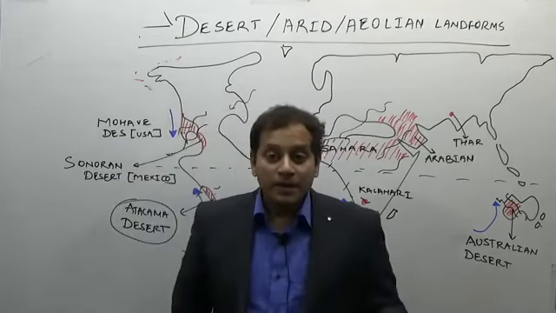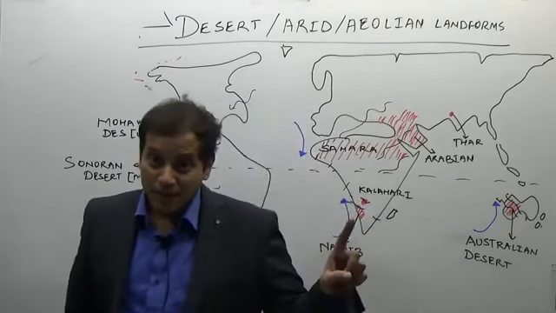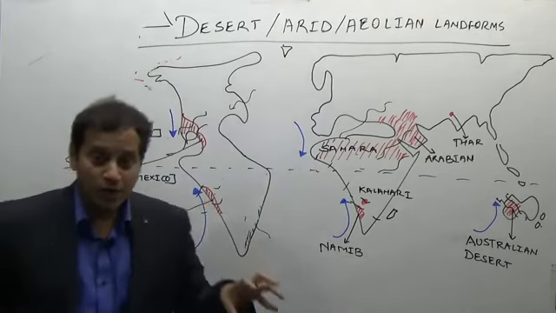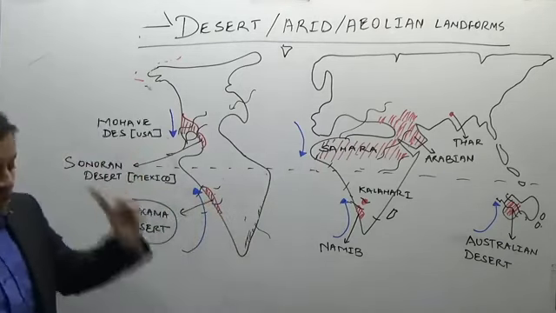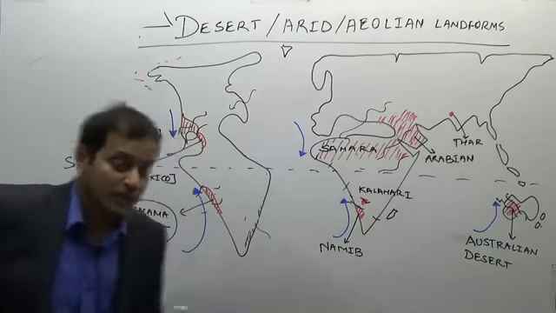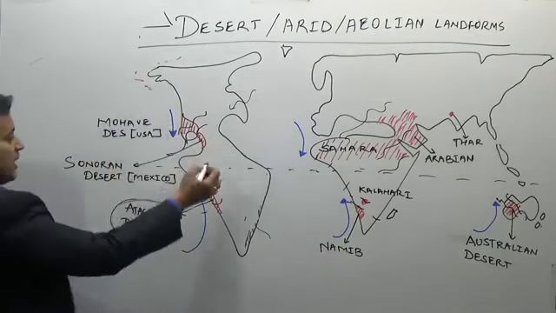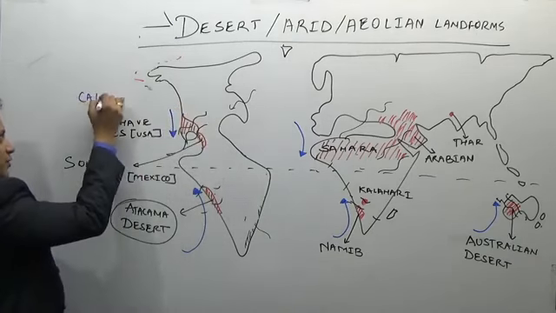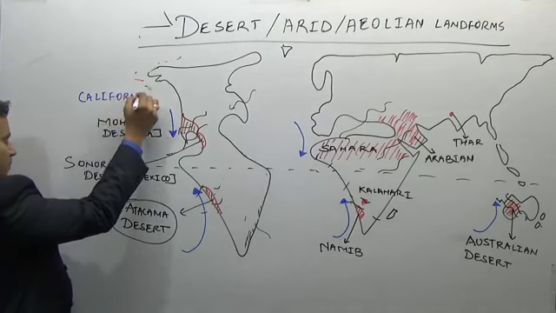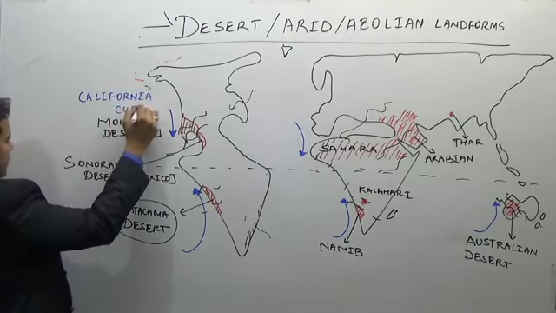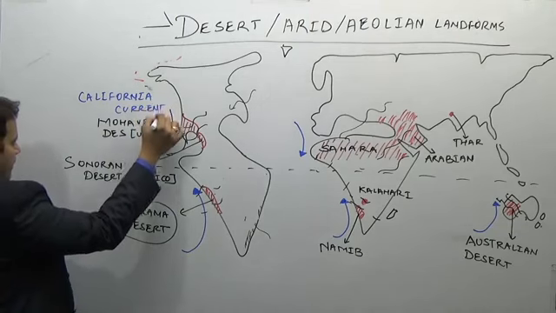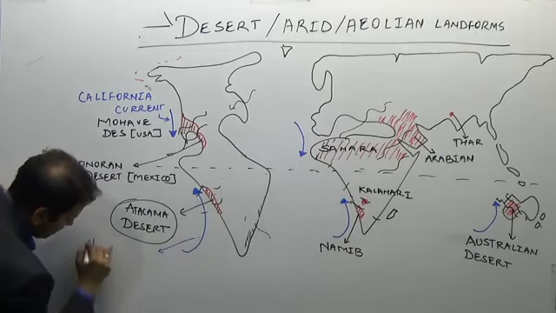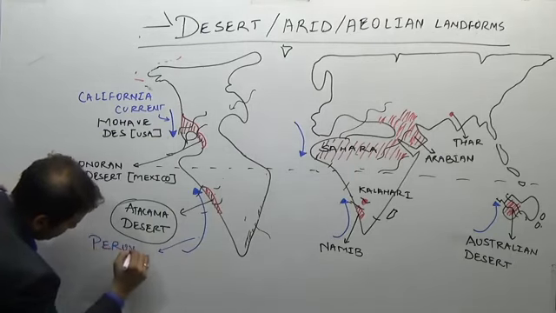So, the different kinds of desert. Now, for match the column, they may ask you which of the following deserts are washed by which cold currents. So, the blue marks the cold currents, and I am writing in blue so that you will understand. The North American Desert and the Mexican Desert are washed by the California Current. The Atacama Desert is washed by the famous current known as the Peruvian Current.